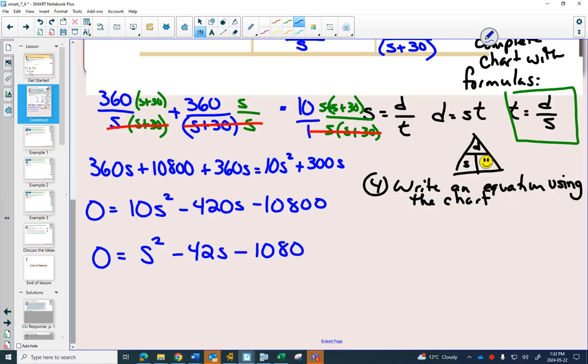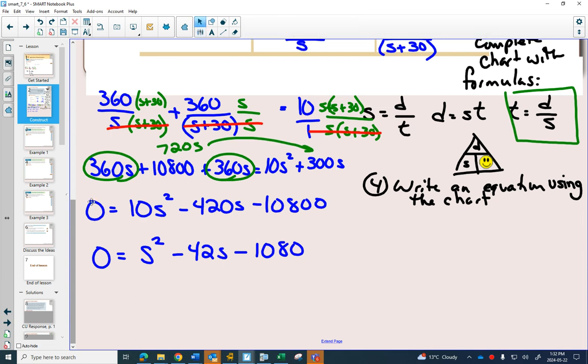Yes? Why is it negative? Yeah. So these two here would make 720s on this side, and I move it to this side by subtracting, and that's why it will be negative.